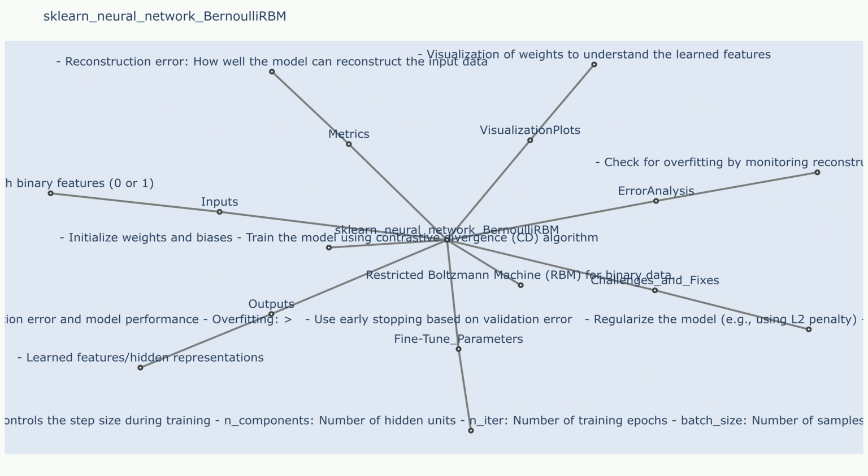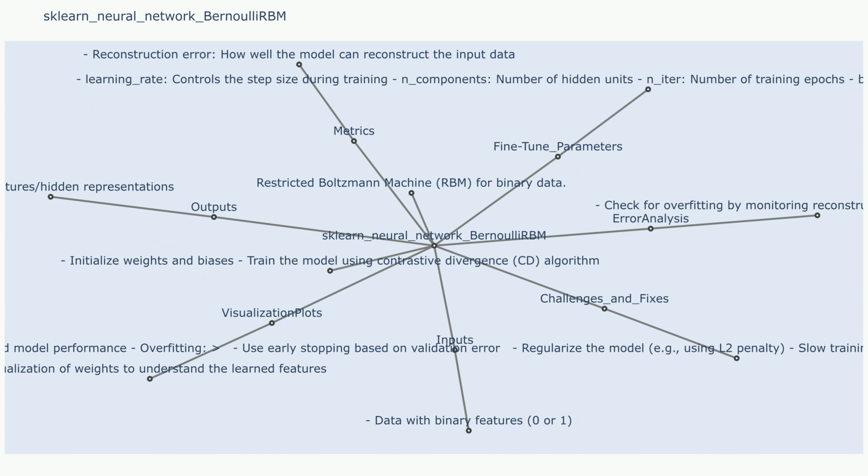Fine-tune parameters: learning rate controls the step size of the gradient descent algorithm. N components: the number of hidden units. Batch size: the number of data points used in each training iteration. Epochs: the number of training epochs. Random state: the random seed used for initialization.